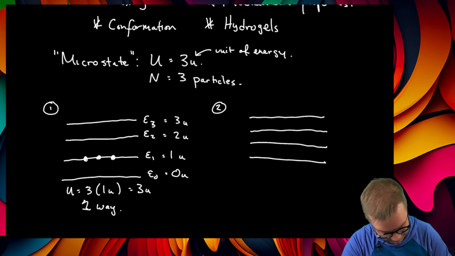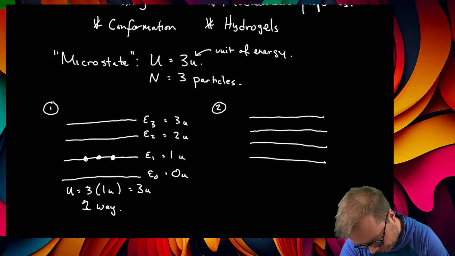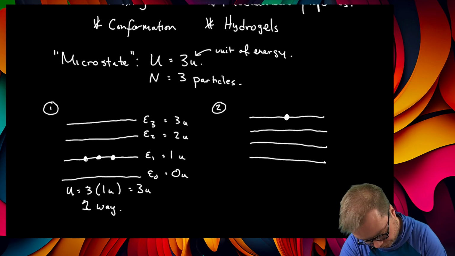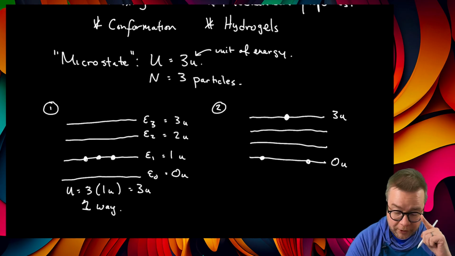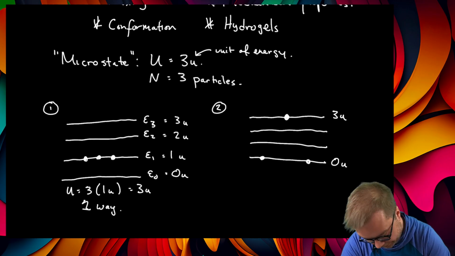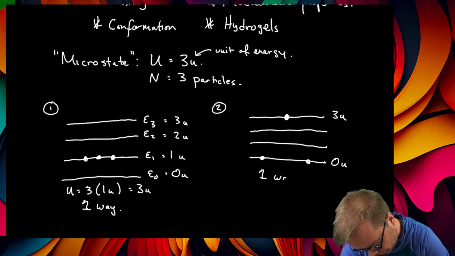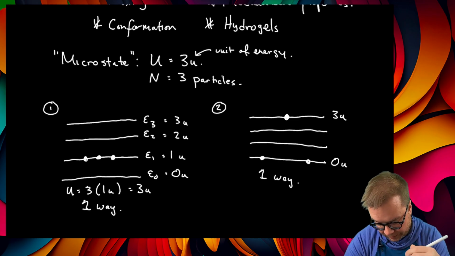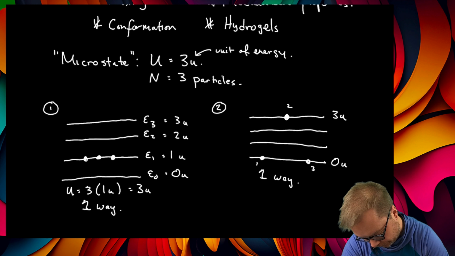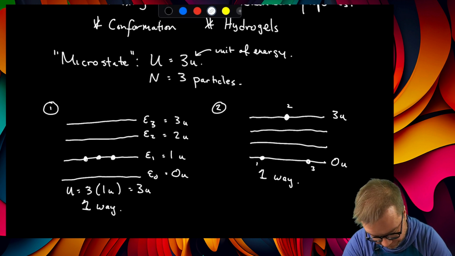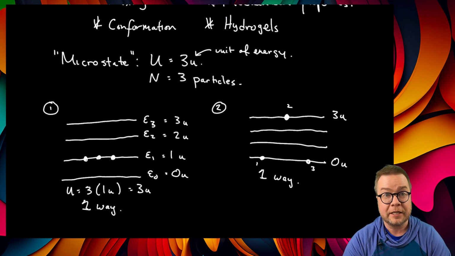And how could I do it here? Well, I could have, let's say, one particle up here, right? And so this corresponds to an energy of 3U. And I could have the other particles down here, and those are both going to contribute, let's say, 0U to the system, right? So that's one way that I could do it. But that's with, let's say, particle 1 in the 0U level, particle 2 in the 3U, and particle 3 in the 0U.